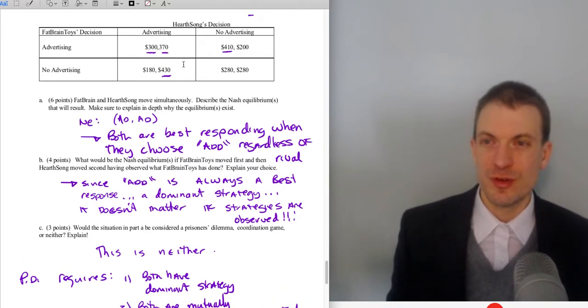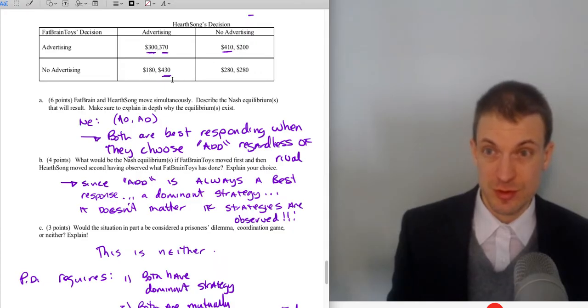So what I'm going to do is solve Nash Equilibrium by best responses. I'm going to say, suppose Hearthsong has chosen to advertise. What does Fat Brain want to do? Well, if they advertise, they get 300. This is the payoffs to the row player. 300, 180, 410, and 280 are the payoffs to Fat Brain. 370, 200, 430, and 280 are the payoffs to Hearthsong. If Hearthsong chooses to advertise, Fat Brain can get 300 if they advertise, or 180, so they ought to advertise.